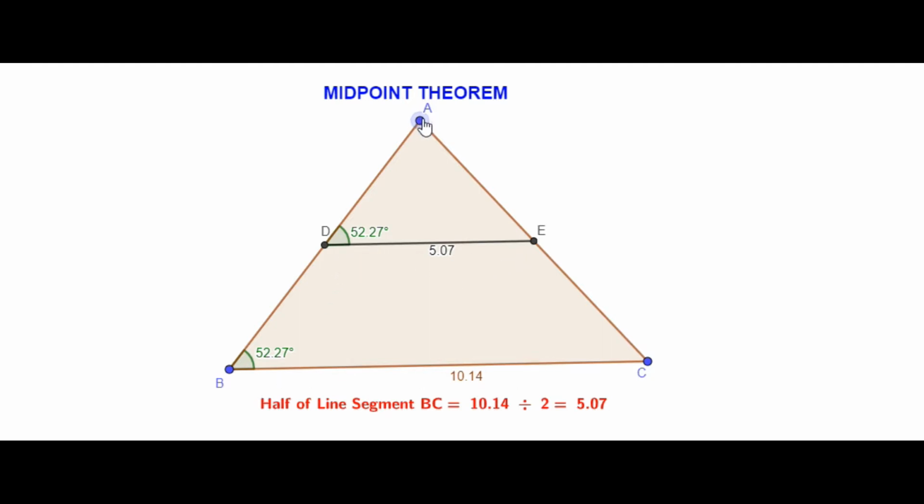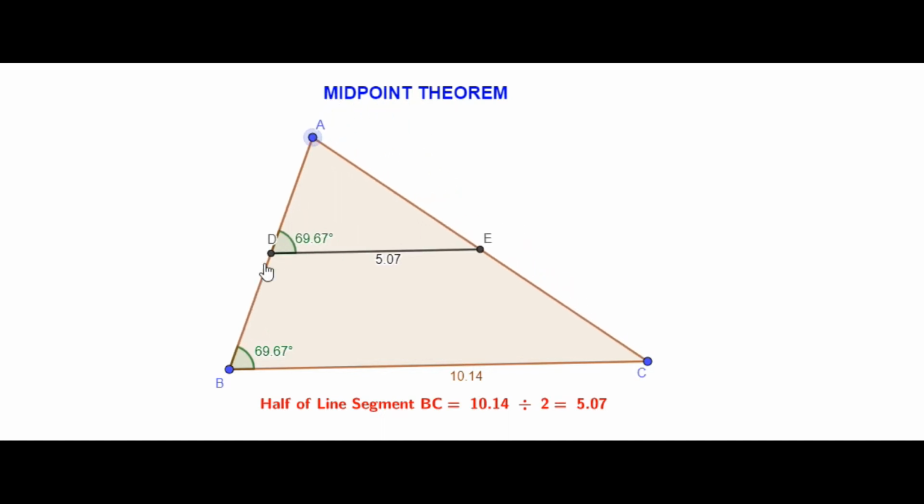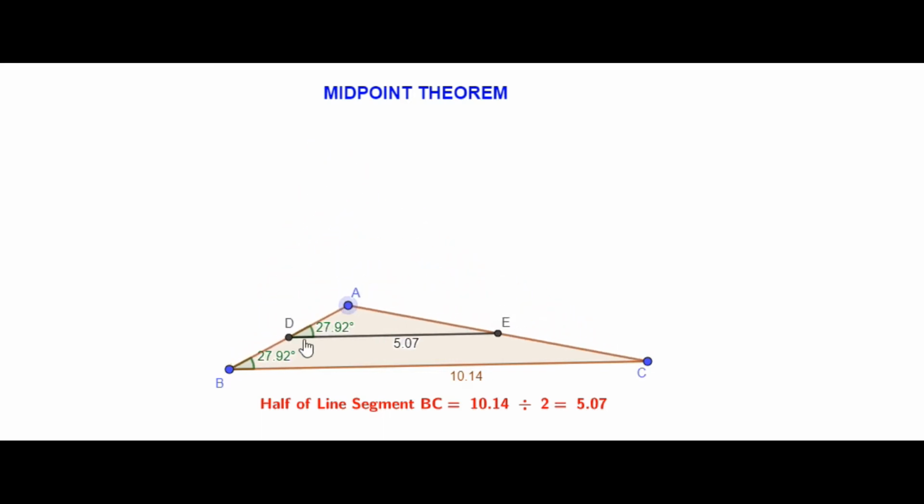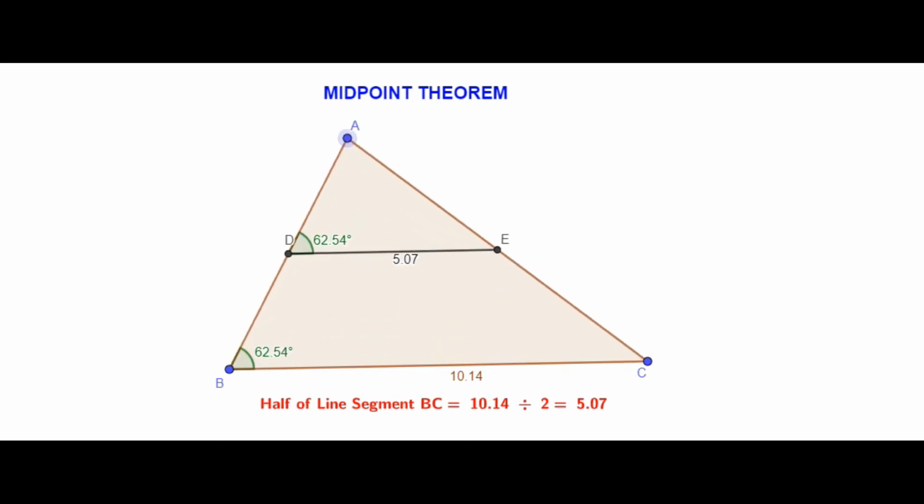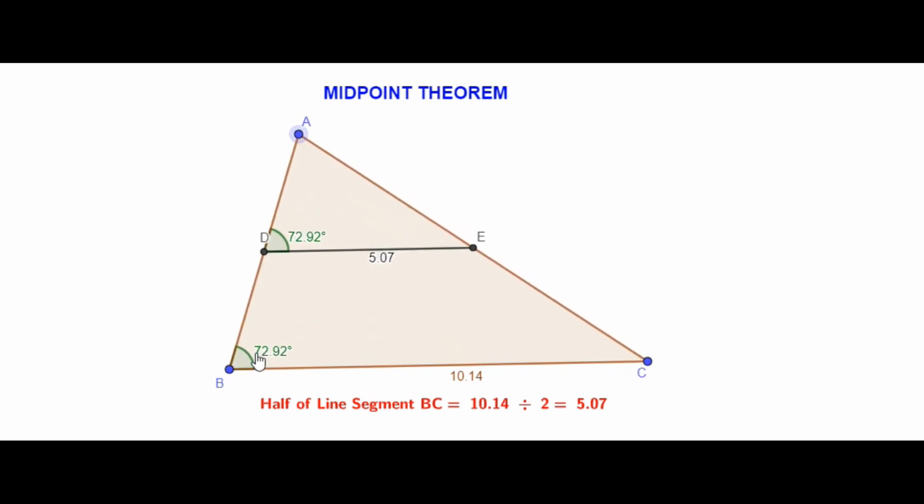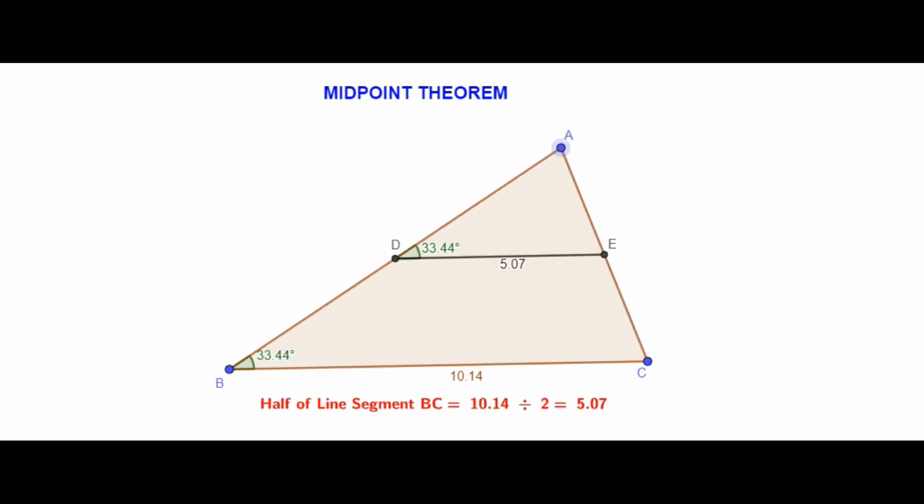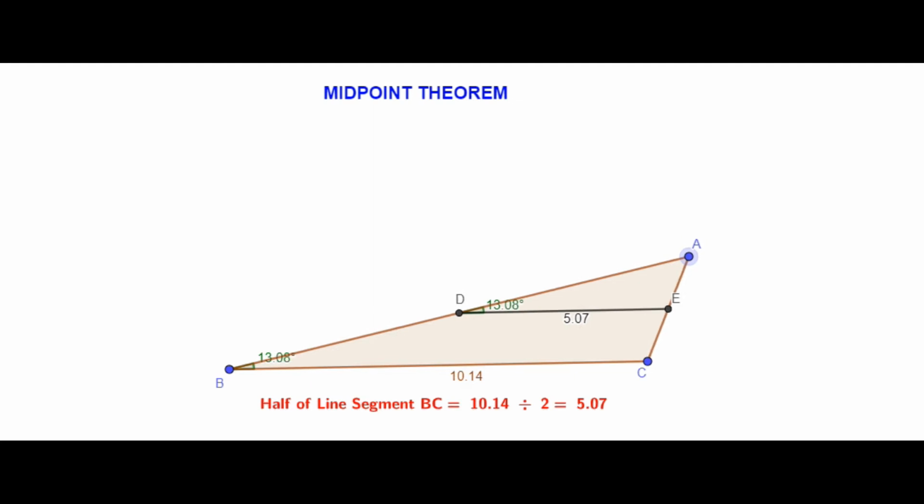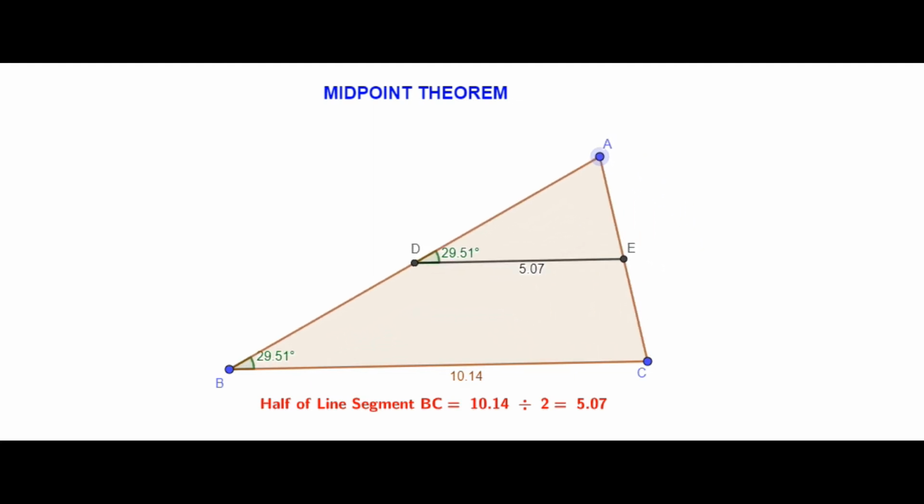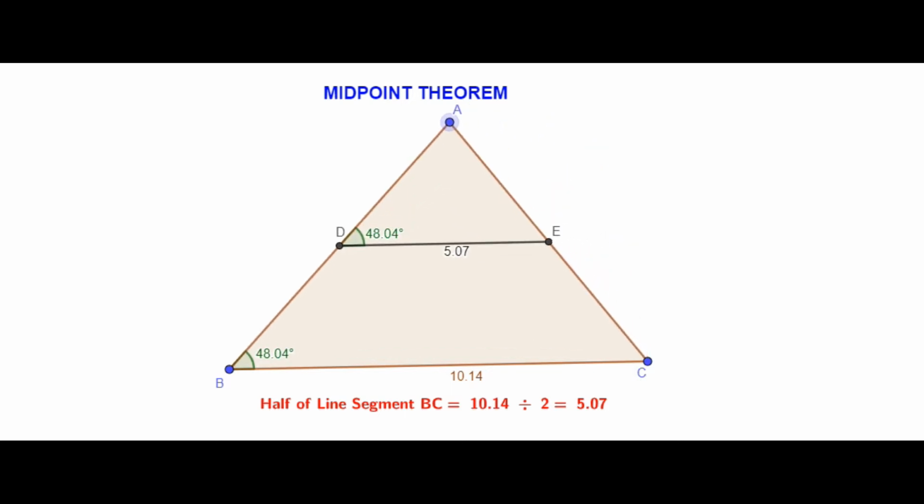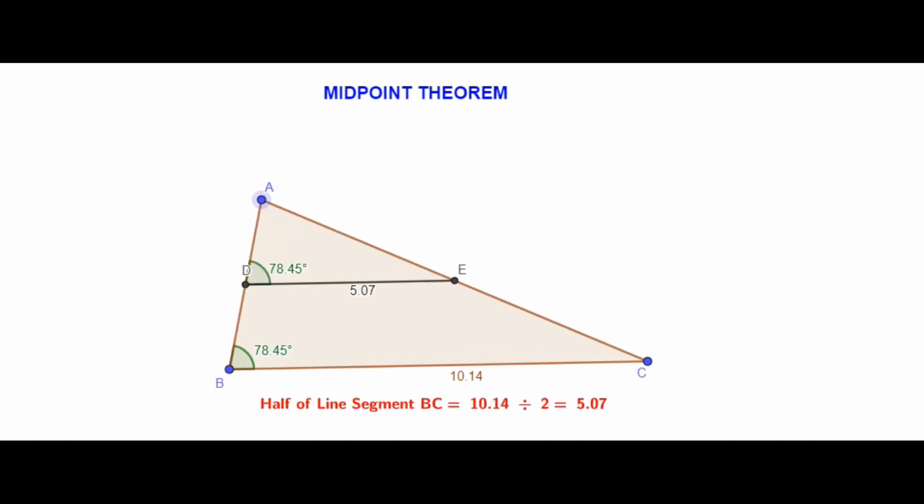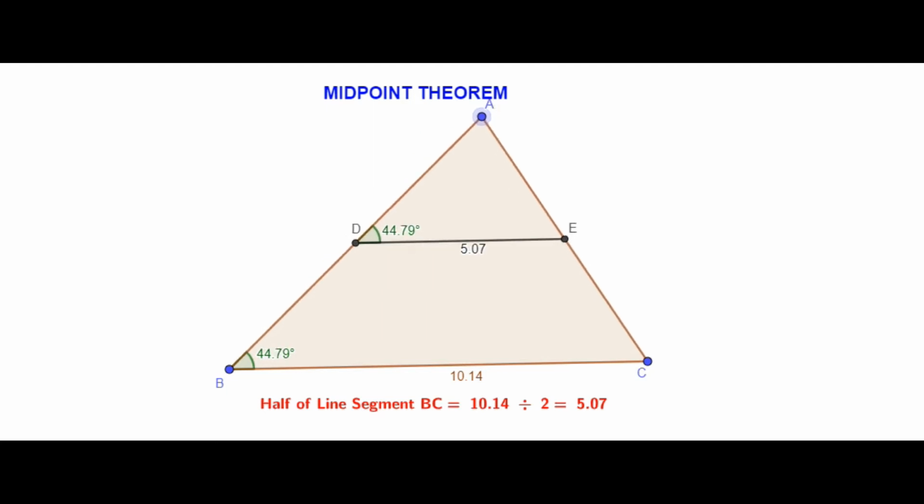Now I can change this triangle also. So A, if I take it here, D and E is not going to change because they will always stay at the midpoint of AB and AC. So even if I reduce this side, they will always stay at the midpoint. Now you see the angles are changing, but the corresponding angles are going to be the same because DE is parallel to BC. So this is one proof that whatever kind of triangle I take, the angles are always going to be equal to each other. Can you see that? 29.51 degrees there, 48.04 degrees there, 78.45 degrees here. Now whatever triangle I take, these angles are always going to be equal.